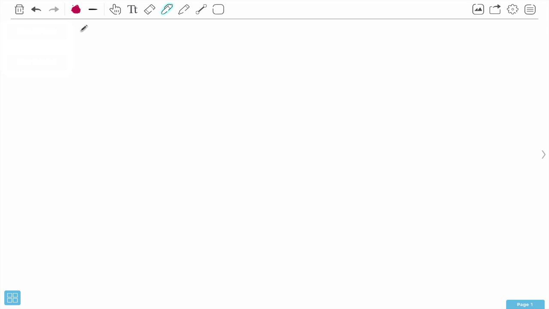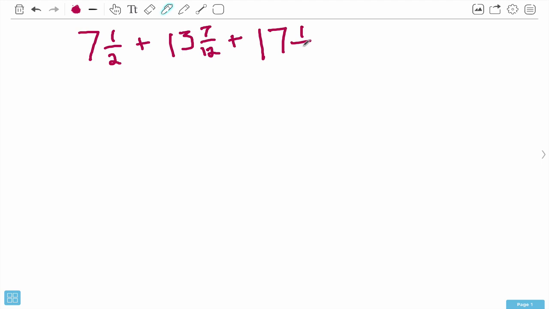So we're gonna do 7 1/2 plus 13 7/12 plus 17 1/4 equals what? So I have found it easiest to pull, as I did in the last couple, to just pull the whole numbers out so we could work with just the fractions.